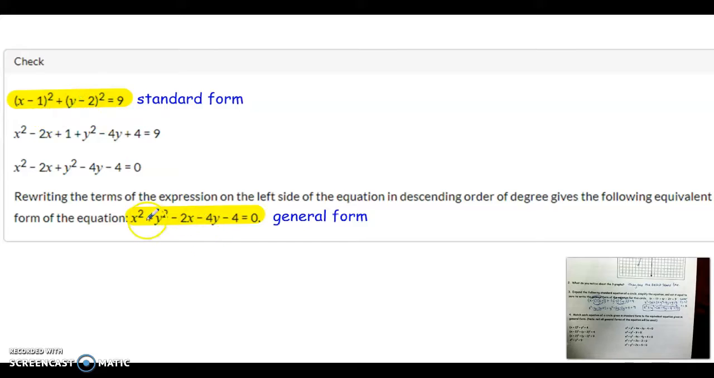Now, the general form is really not user-friendly. We really can't tell a whole lot about the circle from general form. So we don't usually go from standard form to general form. What we really need to know is how to go from general form to standard form, because standard form is the one where we can tell the center and the radius, and we can graph the circle.